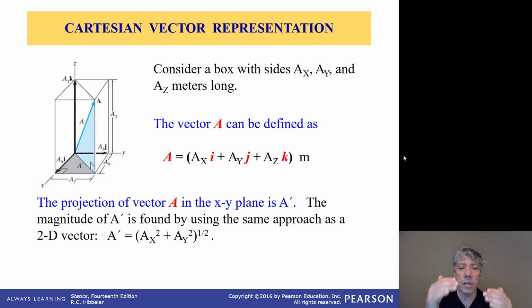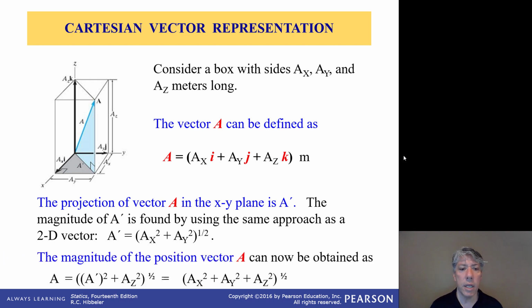So if we project vector A onto the xy plane, that projection is called A prime in this case. You see it noted there. And we can find the magnitude of A prime the same way you would for a two-dimensional vector. Just use Pythagoras' theorem. Pretend it's a triangle, right? So use ax squared plus ay squared, square root. By the way, if you're not familiar with this notation, raising a quantity to the half power is the same thing as taking the square root of that quantity. So A prime is simply the length of the triangle formed by ax and ay. And of course you can see that triangle shaded in gray at the base of the figure.